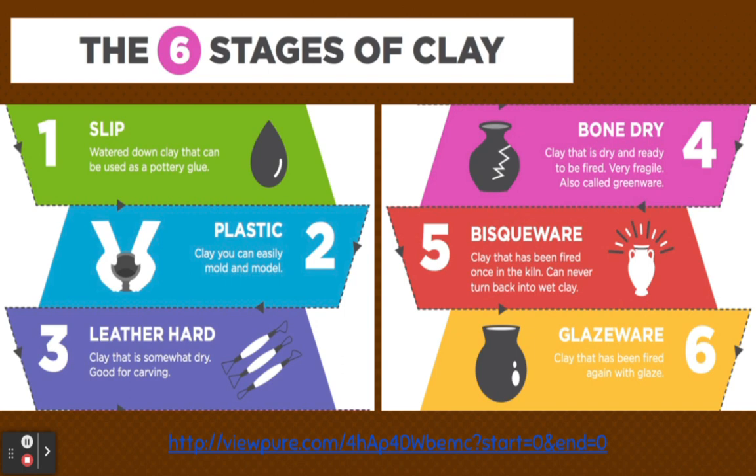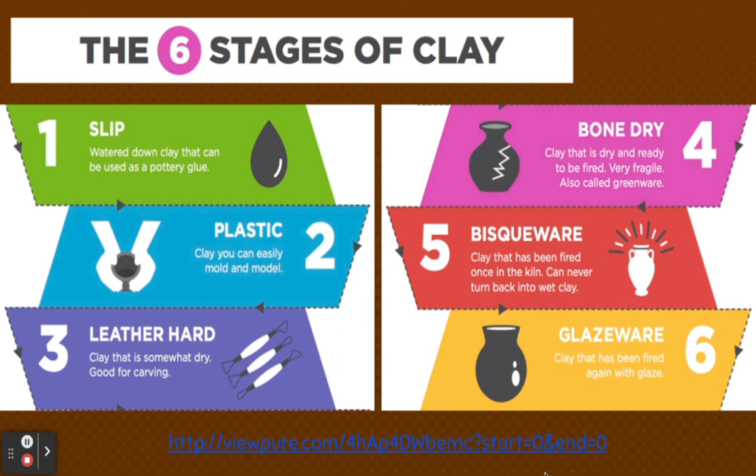Glaze and paint are very different things, so that's why I shy away from calling it painting. But you're going to glaze it, and then I'm going to cook it a second time, which creates glazeware. So glazeware is clay that has been fired again with glaze. It makes it nice and shiny and pretty, unless you have a matte glaze or a metallic glaze, then it just seals it and makes it waterproof. So those are your 6 stages.